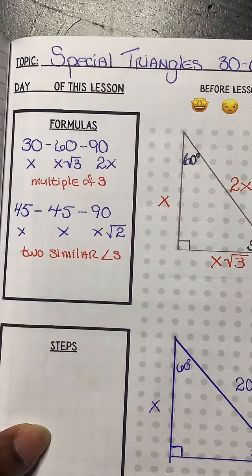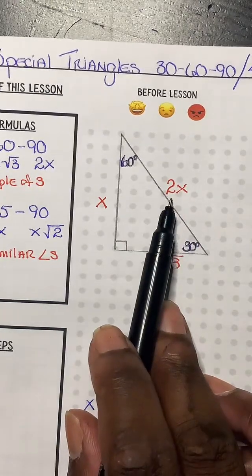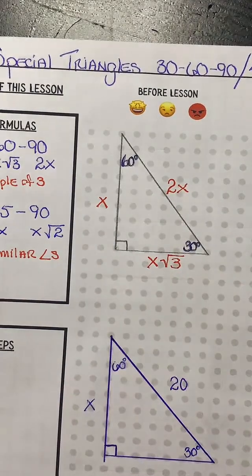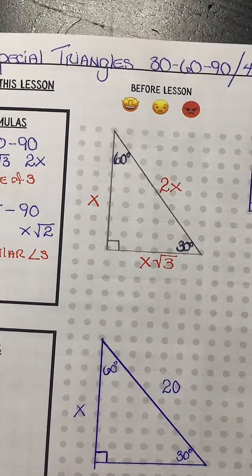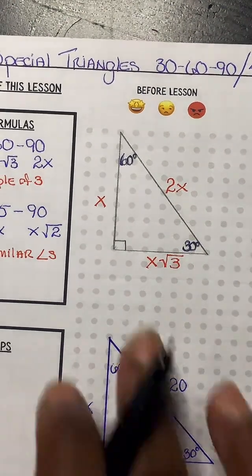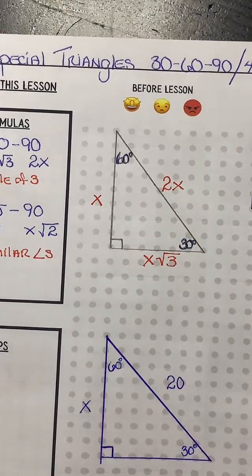Isn't the shortest side the hypotenuse divided by 2? Yeah. The same thing as saying the hypotenuse is twice as big as the shortest side. Same thing. Okay? So, let's do a little bit of work.